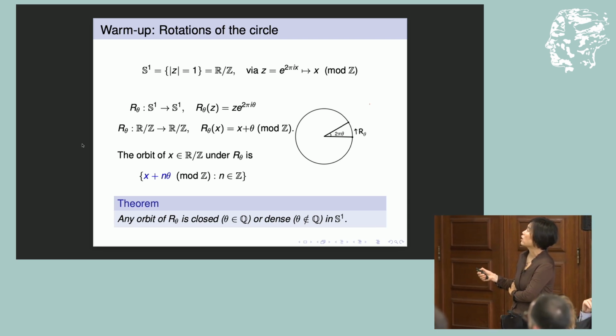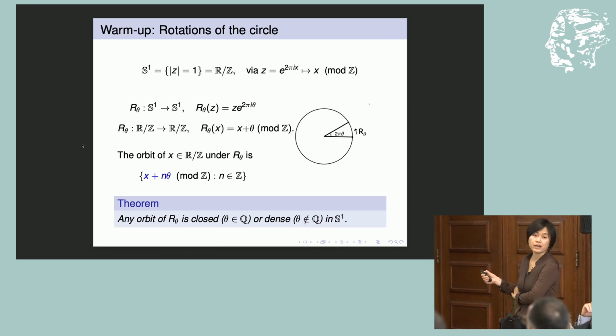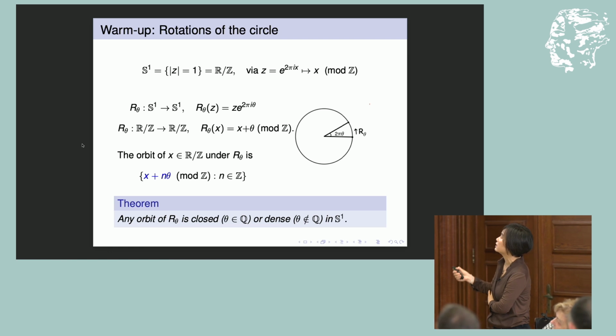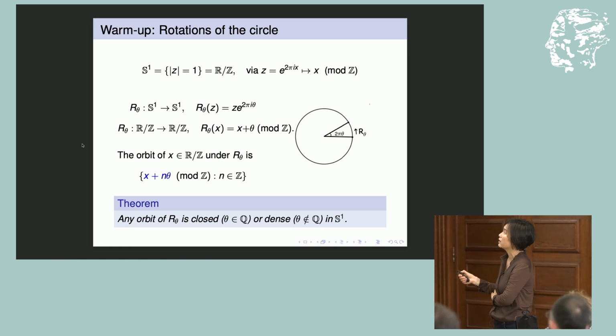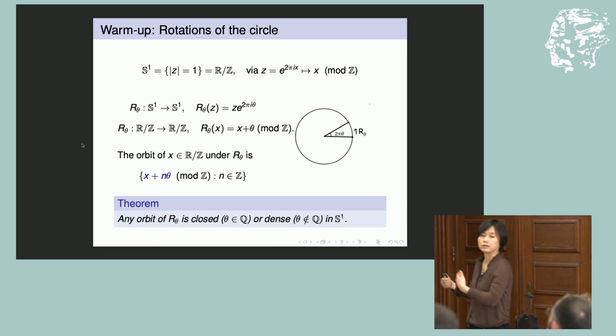Of course, every complex number of modulus 1 can be written as e to the 2 pi i x for some real number x. And the map which maps e to the 2 pi i x to x gives the bijection between this multiplicative model and this additive model. So we'll think of the circle in two ways.